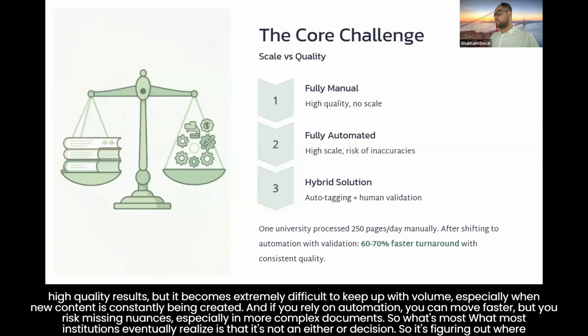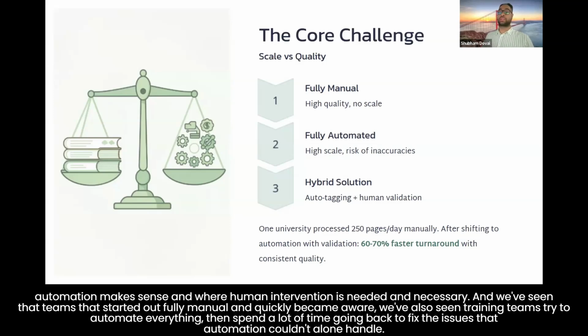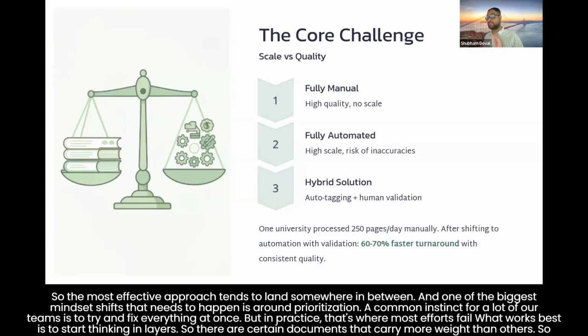So what most institutions eventually realize is that it's not an either or decision. It's figuring out where automation makes sense and where human intervention is needed and necessary. We've seen teams that started out fully manual and quickly became overwhelmed. We've also seen teams try to automate everything, then spend a lot of time going back to fix the issues that automation couldn't handle alone. So the most effective approach tends to land somewhere in between.